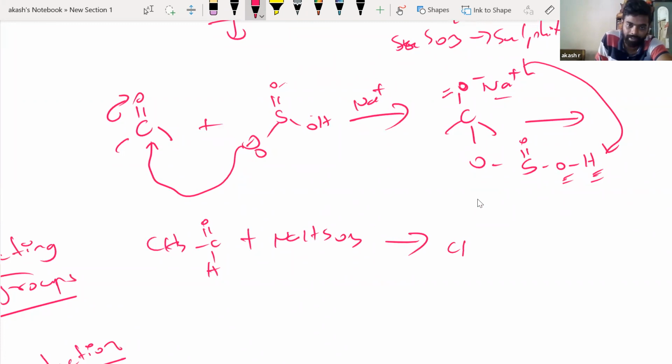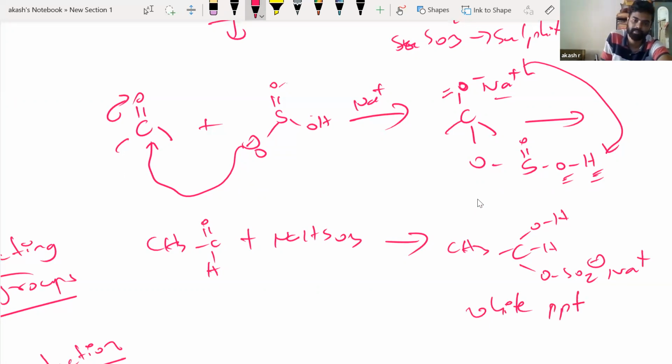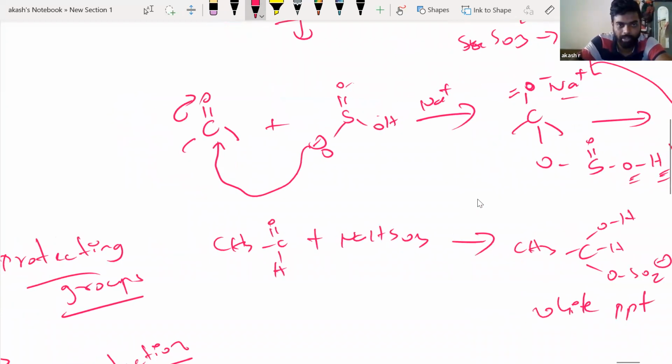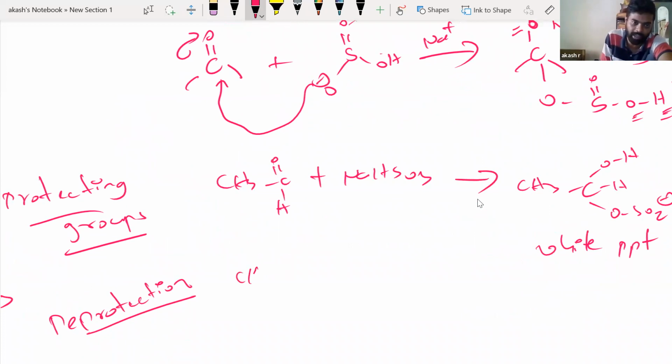Eventually what is going to happen? We are going to have C-OH, and already I have an H, and that is going to be OSO2 minus Na plus. Again, this will be a white precipitate. Let me show you the mechanism also. At least two times you have to show the mechanism so that you will get it into your head.